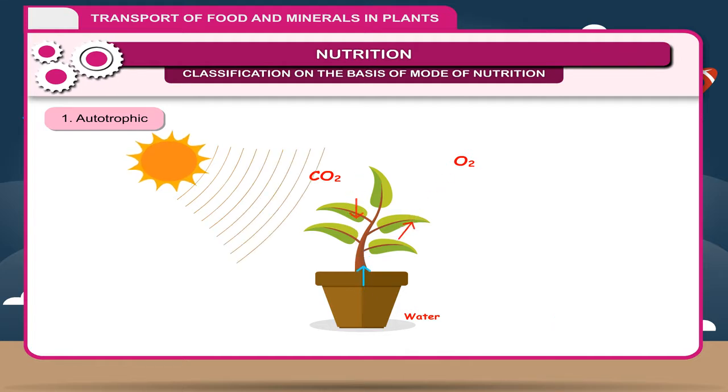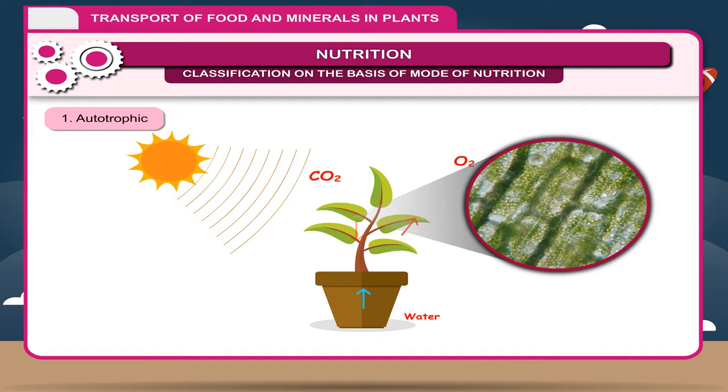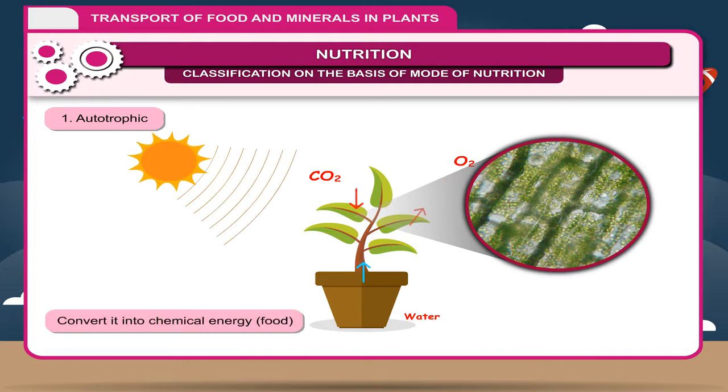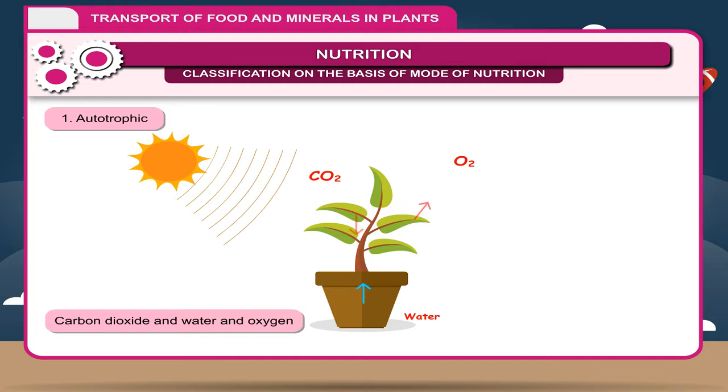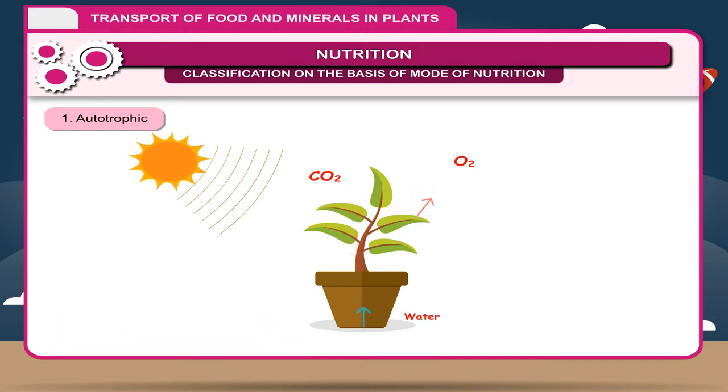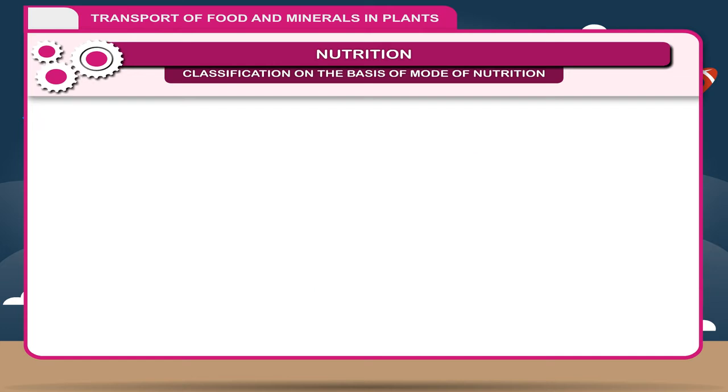Green plants prepare their food and are also called producers. They possess chlorophyll, especially in their leaves, that has the ability to utilize solar energy and convert it into chemical energy, food, with the help of carbon dioxide and water, and oxygen is released. This process is called photosynthesis.